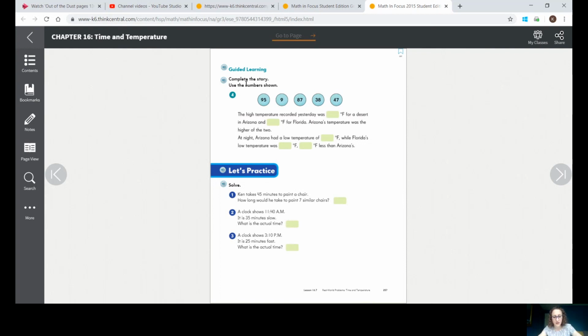At night, Arizona had a low temperature of... think about that one based on those numbers. Based on our temperature of something degrees Fahrenheit. Well, Florida's low temperature was some degrees Fahrenheit, which was an amount of degrees Fahrenheit less than Arizona's. All right. Well, I already gave you one, so pause me while you figure out the others, and then I'll share the answers with you.